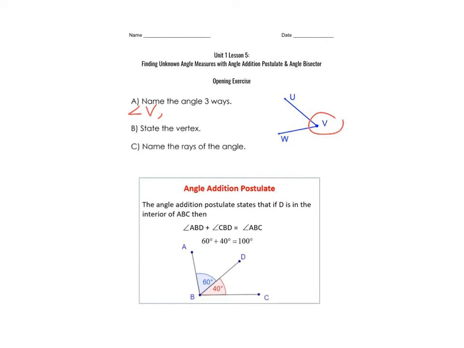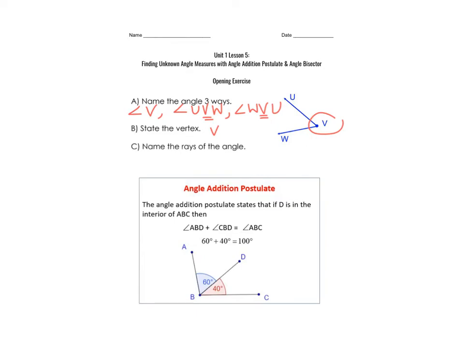We can also name it with the other letters involved. So if we get the sides of the angle involved, it would be angle UVW and also angle WVU. And what you want to keep in mind is notice that when I use 3 letters, the letter that I said was the vertex is the letter in the middle. State the vertex, already talked about that. That is the point known as V.